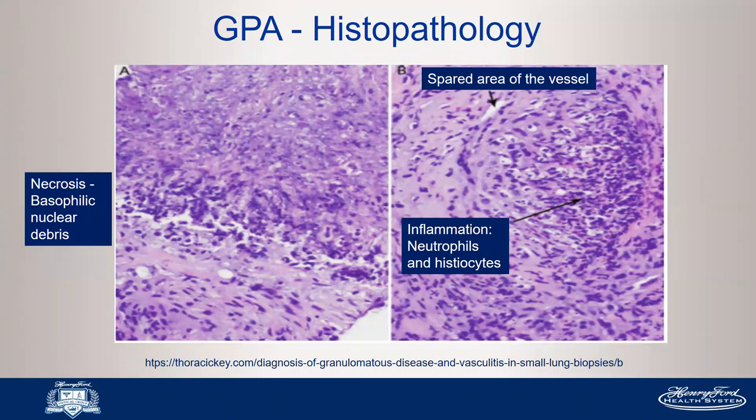What you see on the right is actually the vessel wall. It's completely infiltrated. You can't really say where the wall is, right? It's completely destroyed, but the inflammation is not uniform. You see more blue on one side of the vessel wall. There's more blue at the bottom right there, where you have a lot of inflammation, histiocytes, and it has spared part of the area of the vessel. But this is what they describe as eccentric inflammation.